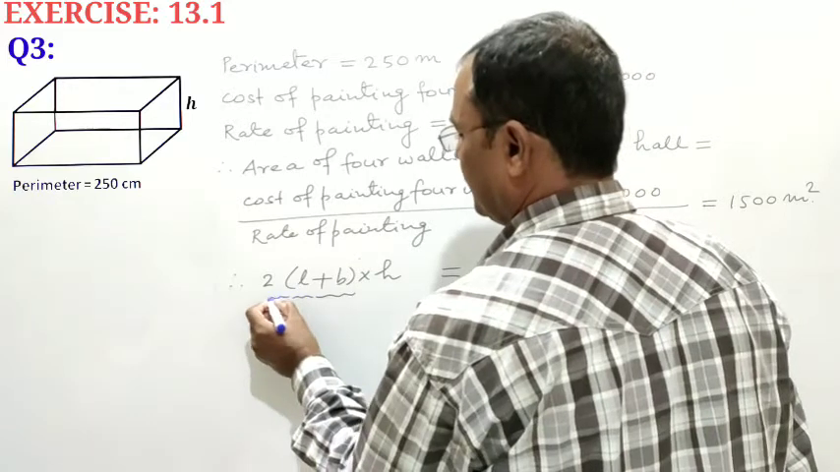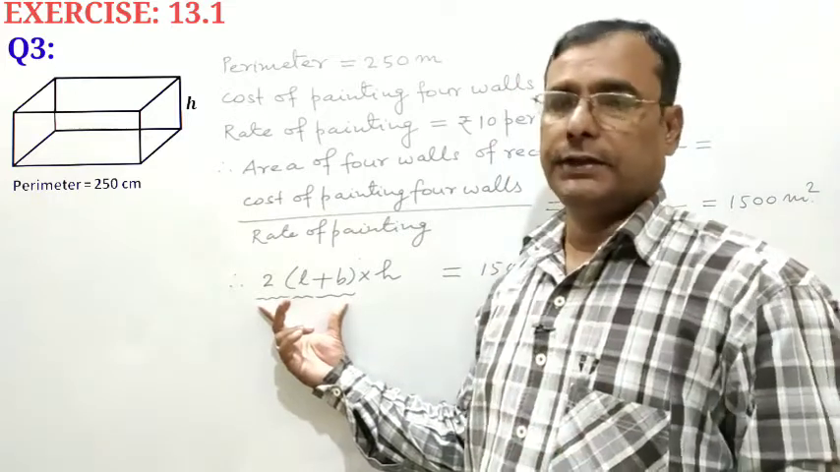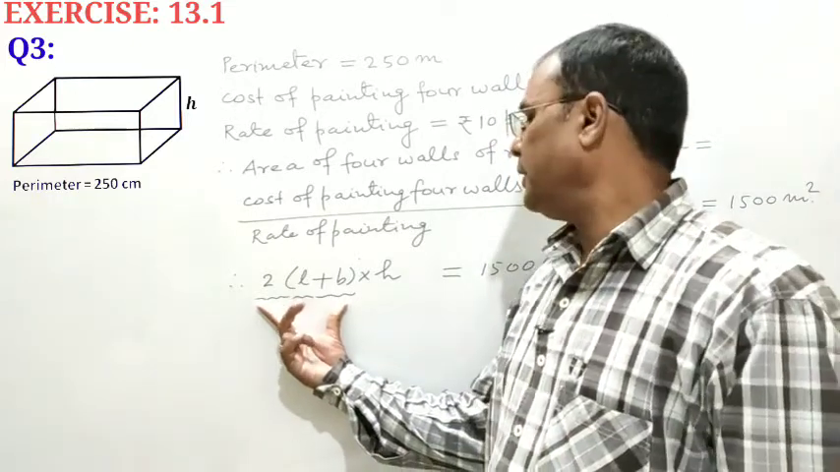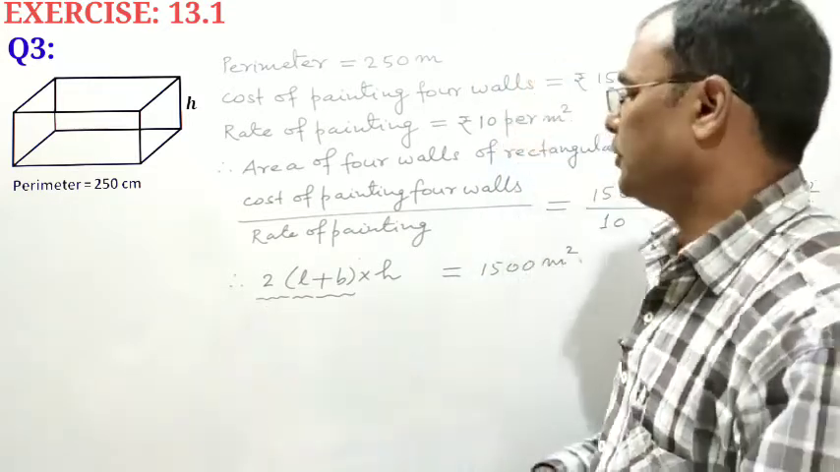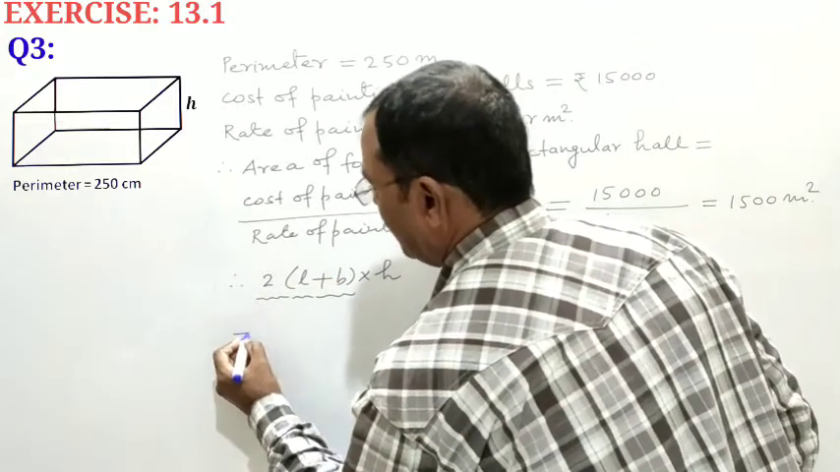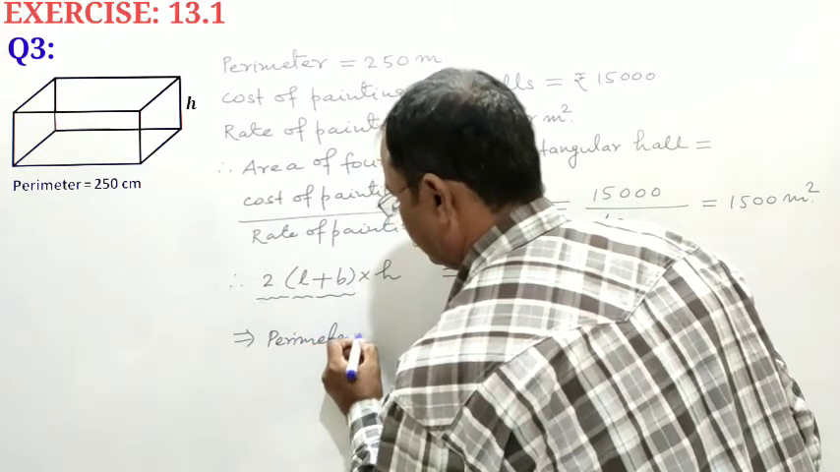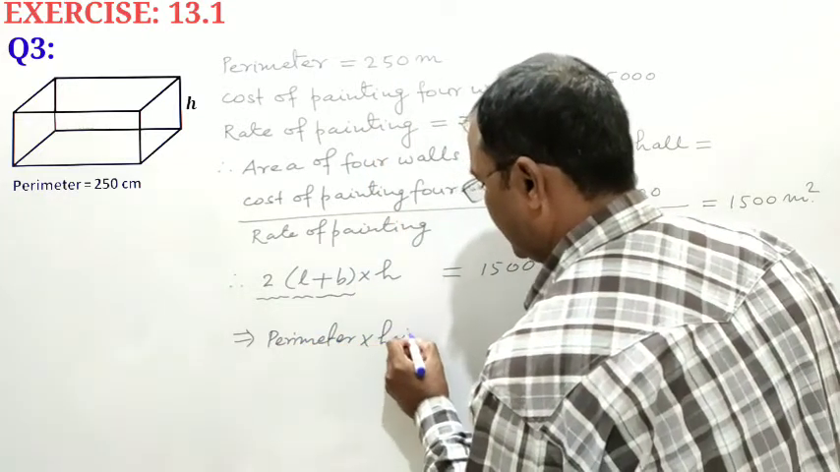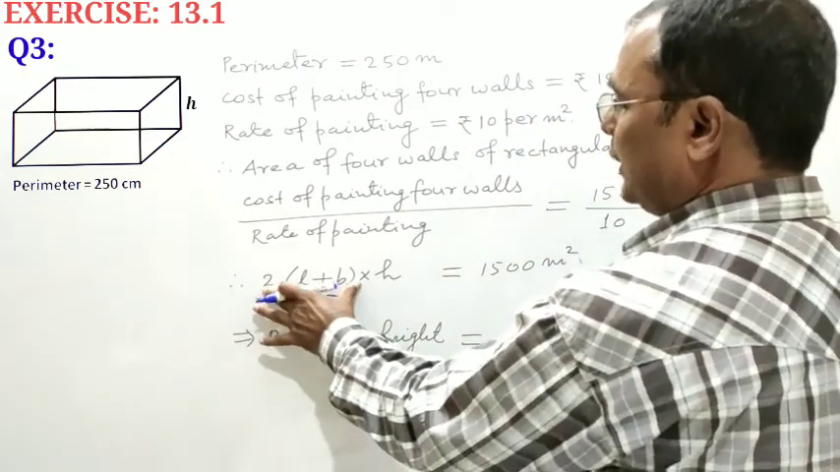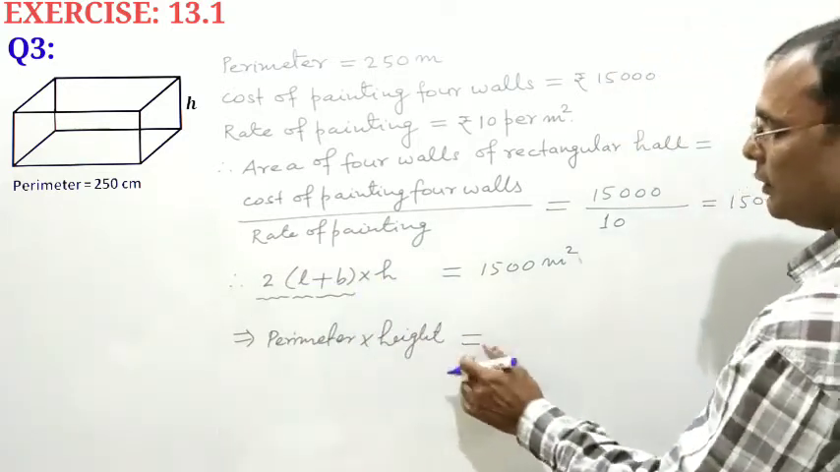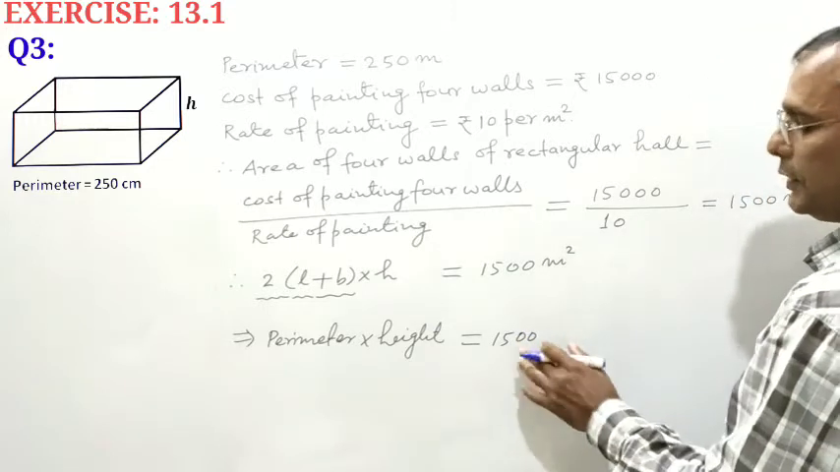Now if you see this formula carefully, this part, 2 into length plus breadth, this is perimeter of the cuboid, or we can say perimeter of the rectangular or cuboidal hall. So this formula we are going to interpret in this form: perimeter into height of the hall. Perimeter of the hall, 2 into length plus breadth, into height of the hall equal to 1500 meter square.